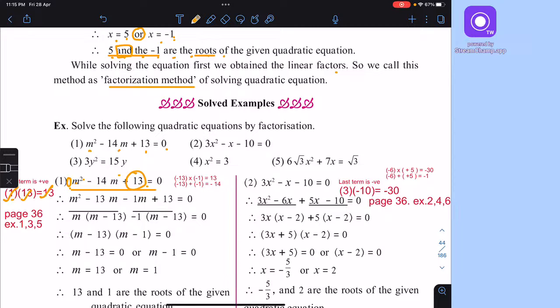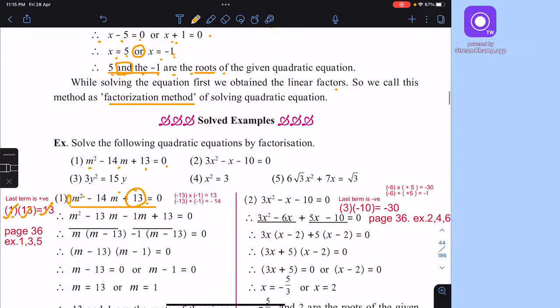And you have to consider the factors of 13. Now here the last term is positive, here plus 13. If the last term is positive, either both will be positive or both will be negative. So you can have minus 13 into minus 1, also 13, and you can have plus 13 and plus 1, also the product is 13. But now since we want the sum as minus 14, both minus, if you consider minus 13 and minus 1, they will add up to give you minus 14.